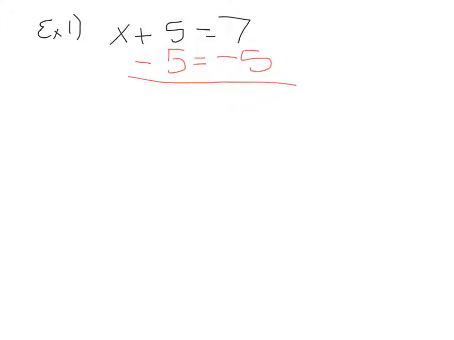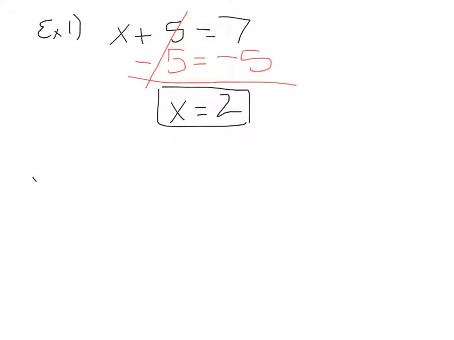Okay, so x plus 5 is equal to 7. I subtract 5 from both sides. Now, the 5s on the side of the x cancel out, and I get x is equal to 7 minus 5. That will give me 2. So my answer is x is equal to 2.